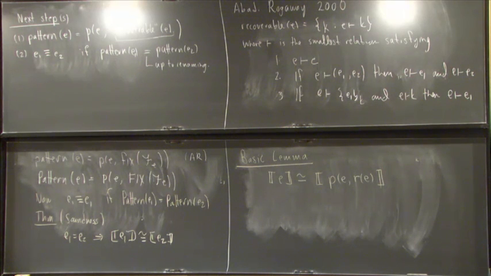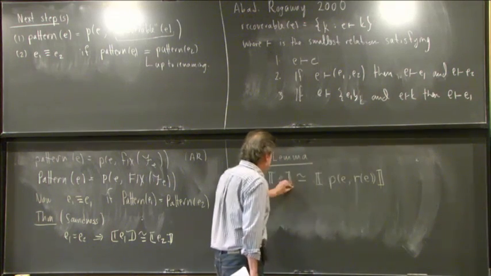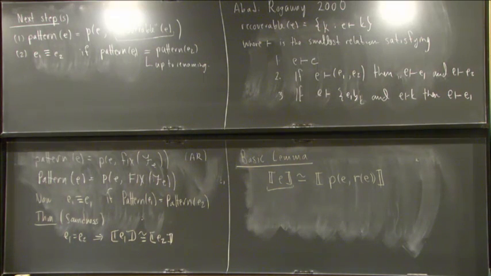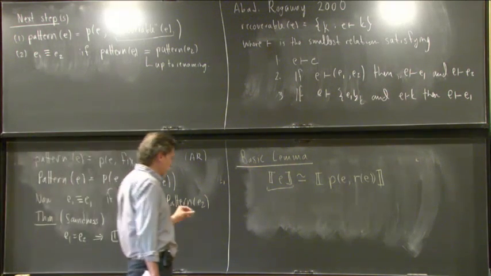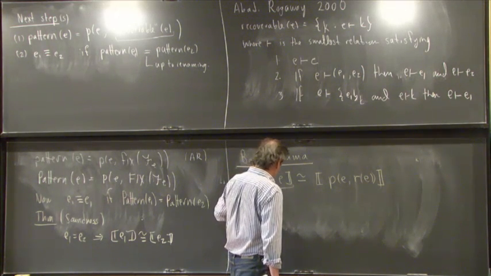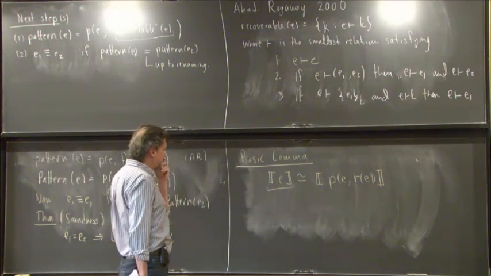That the interpretation of E is going to be indistinguishable from the interpretation of the pattern of E under the keys that appear in E. And so really to understand this, we have to dig a little bit more deeply into what the semantic operator is. How far do I want to go with this?